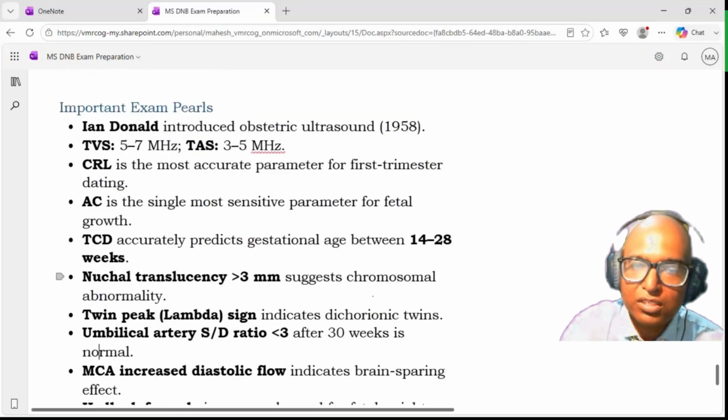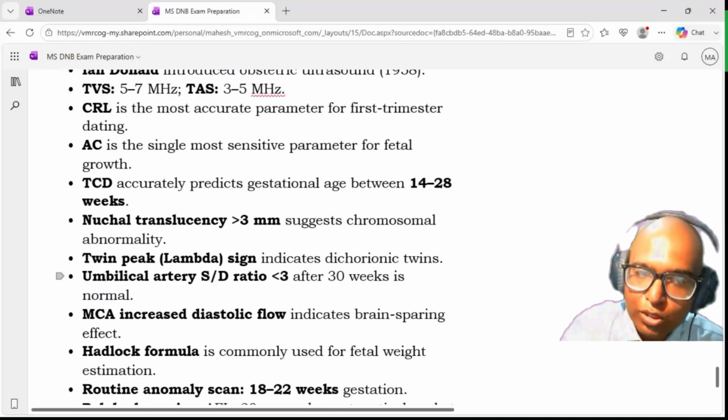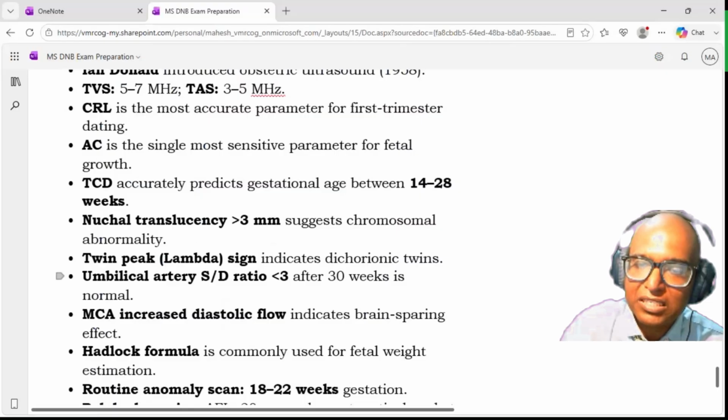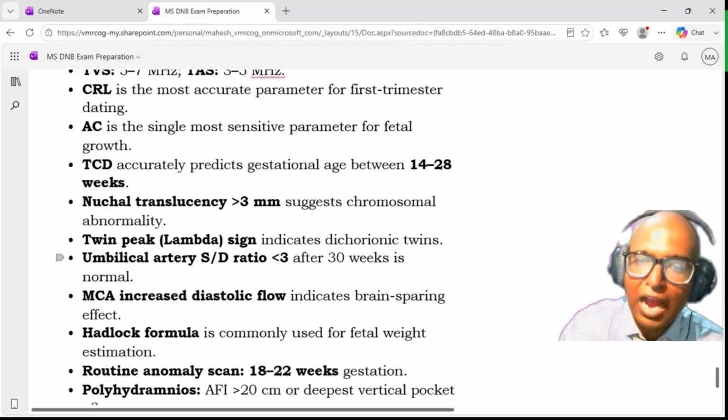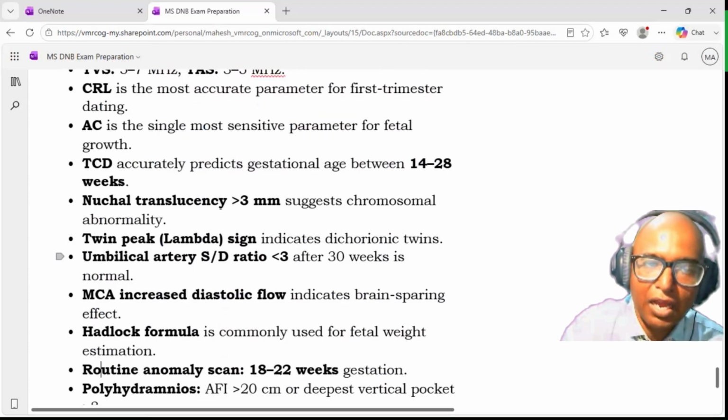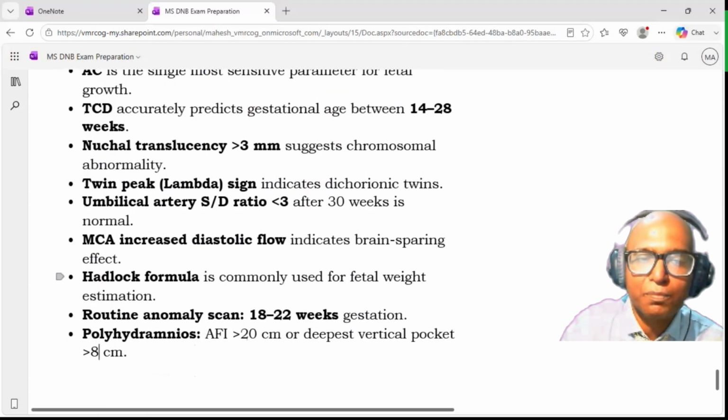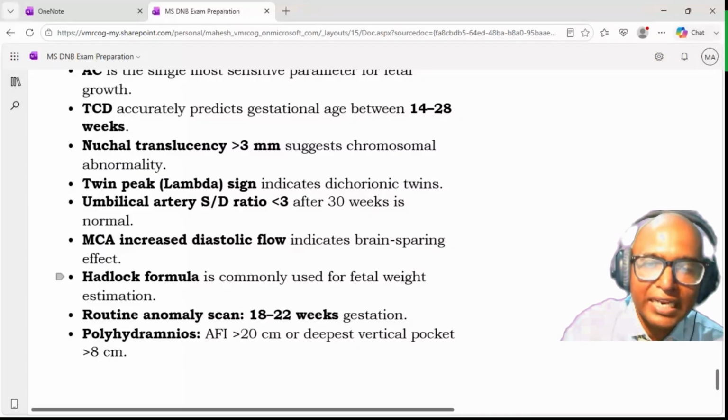The nuchal translucency more than 3 millimeters suggests chromosomal abnormality. Twin peak or lambda sign indicates dichorionic twins. Umbilical artery S by D less than 3 after 30 weeks is normal. MCA increased diastolic flow indicates brain sparing effect. So if you get increased diastolic flow in MCA, that is suggestive of brain sparing effect.